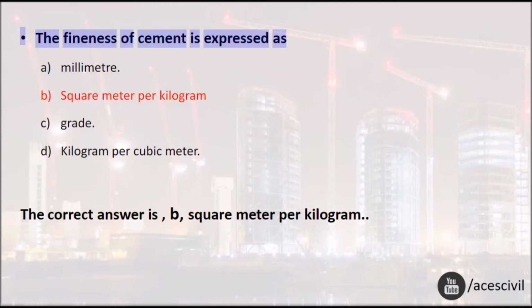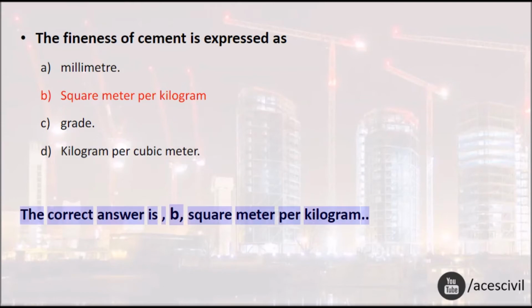The fineness of cement is expressed as A. Millimeter, B. Square meter per kilogram, C. Grade, D. Kilogram per cubic meter. The correct answer is B. Square meter per kilogram.